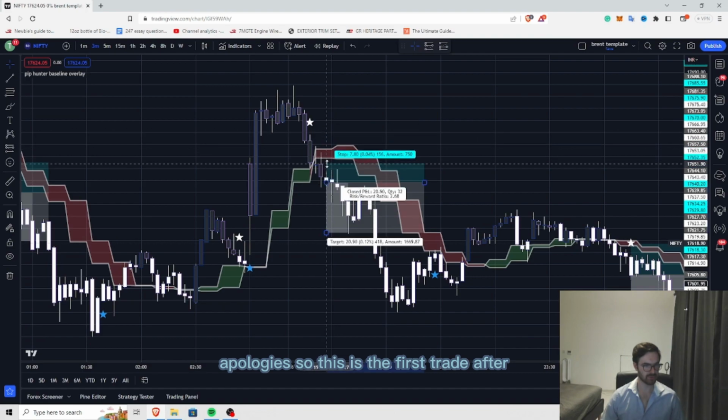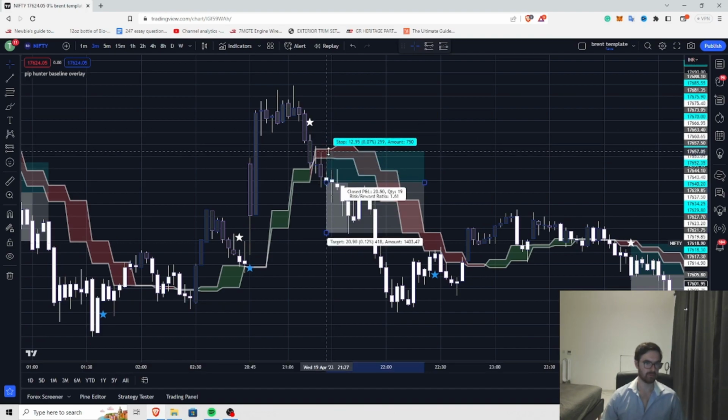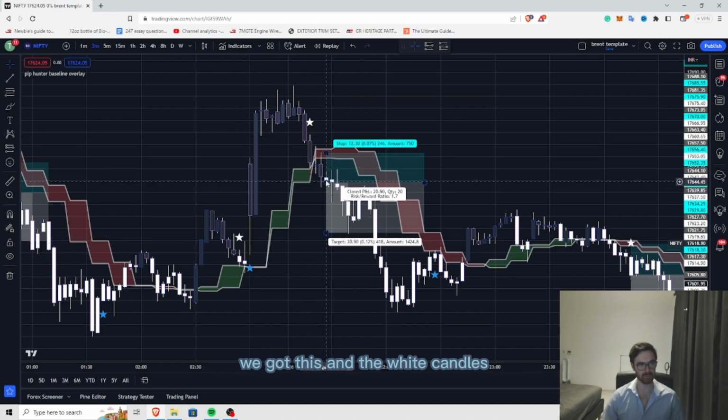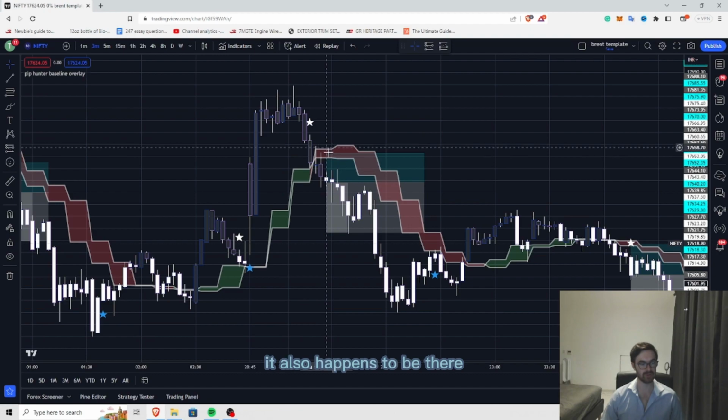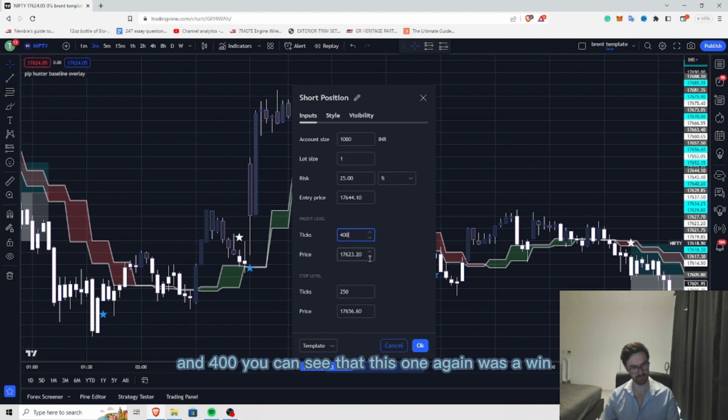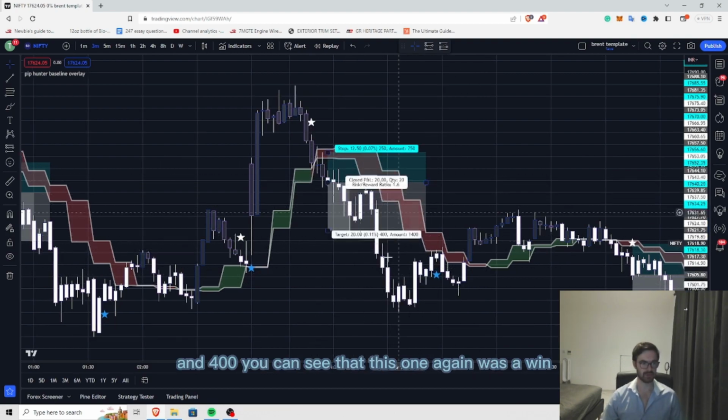Apologies. So this is the first trade after every scenario occurred. So the first trade after this had occurred, we got this and the white candles. It also happens to be there. So if I set this to 250 and 400, you can see that this one again was a win.